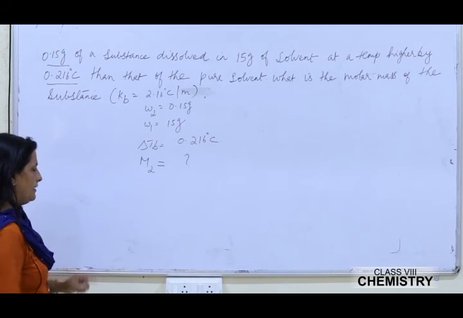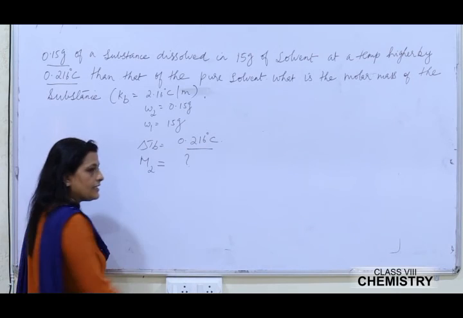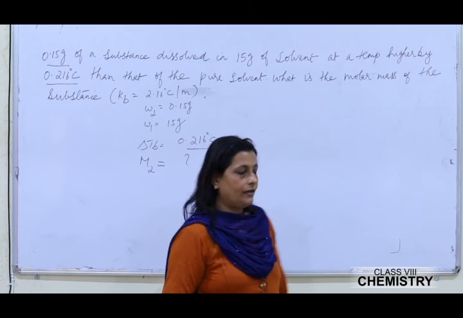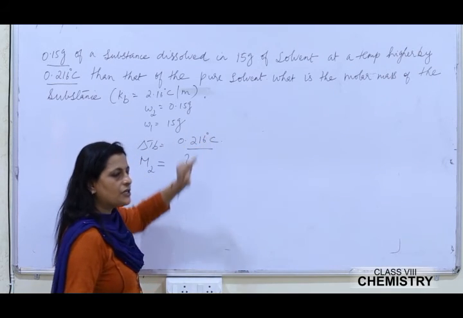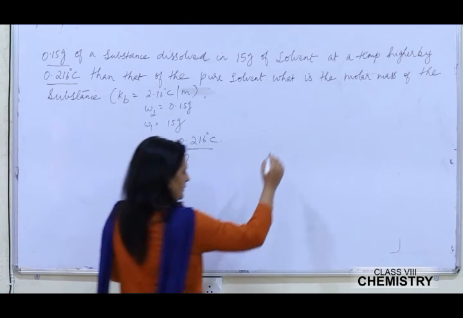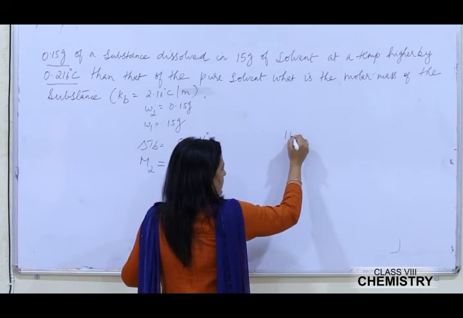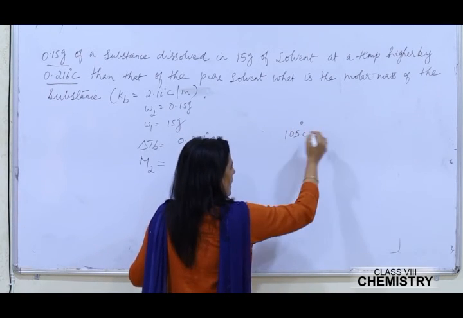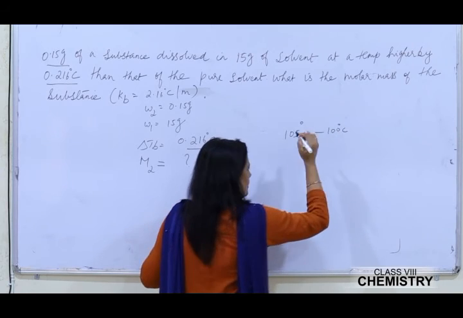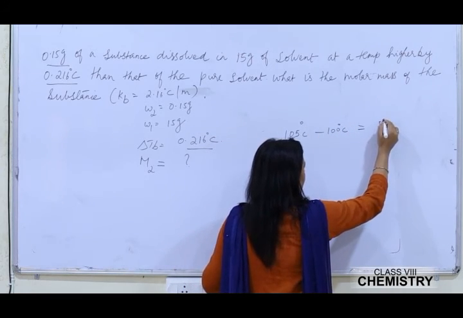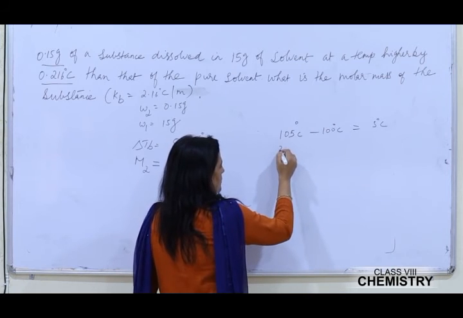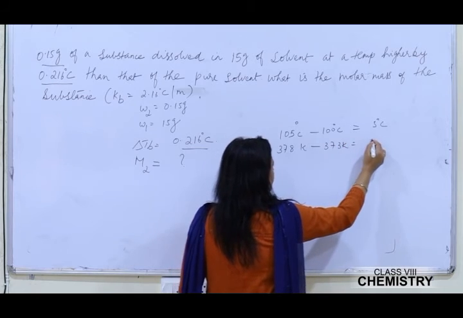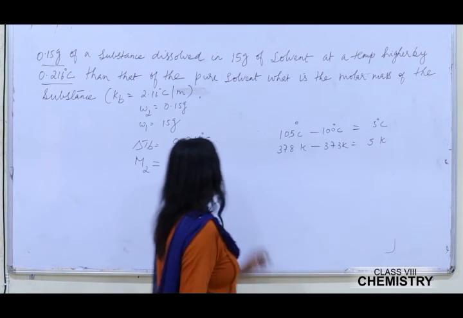Now listen carefully here. Here delta Tb is in degree C. Now you have studied in chemistry that all calculations we do in what? Kelvin. But here I am not going to convert degree C into Kelvin. The reason is what you see here. I'll just show you. When we did the experiment for elevation in boiling point, the boiling point of the solution was 105 degrees C and that of the solvent was 100 degrees C. So the difference comes to be how much? 5 degrees C. Now 105 degrees C will be how much? 378 Kelvin minus 373 Kelvin. So that difference is also coming how much? 5 Kelvin.